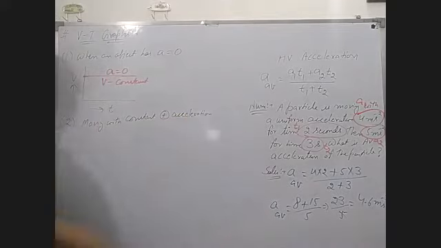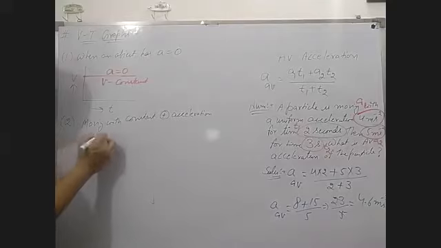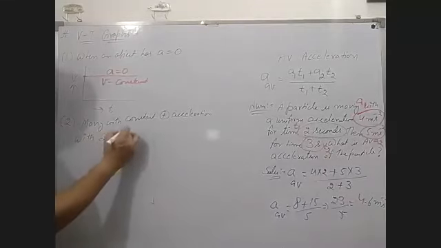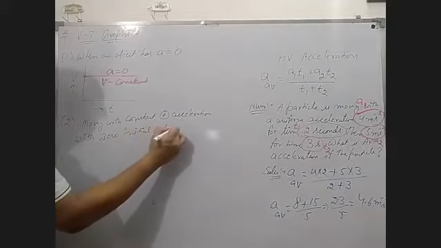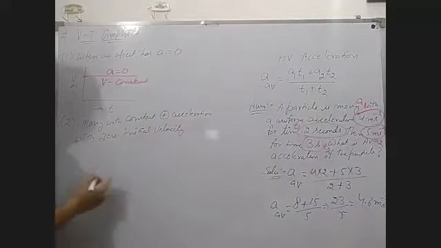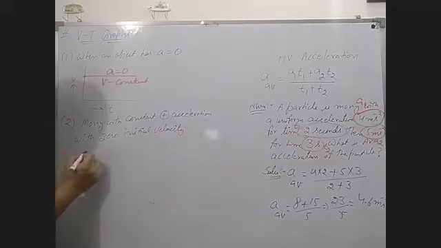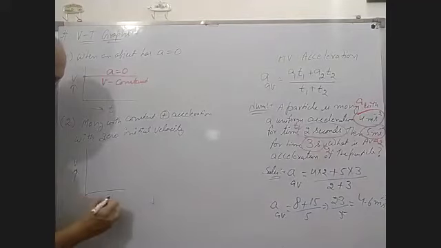Okay. Positive acceleration with zero initial velocity. Zero initial velocity. Okay. Then what kind of graph will be there?